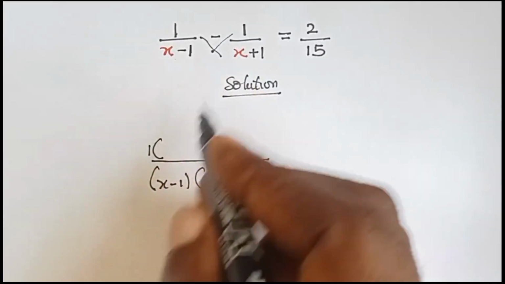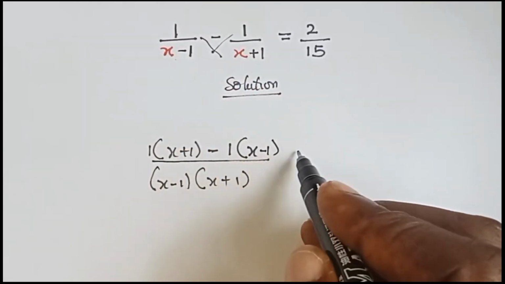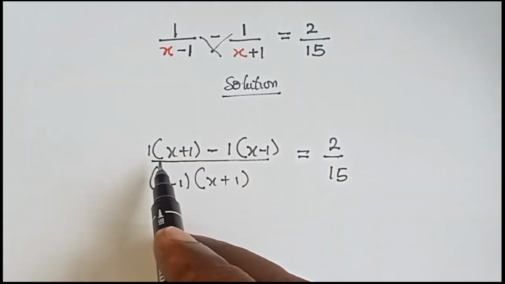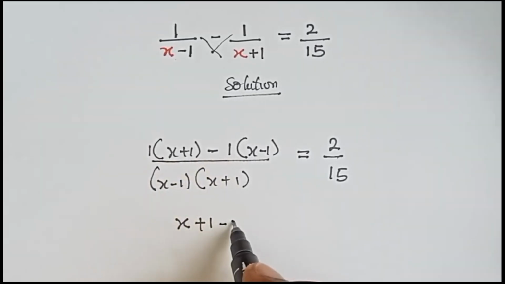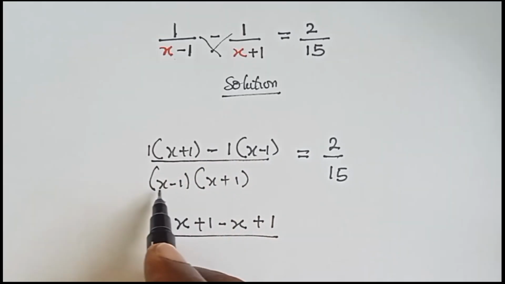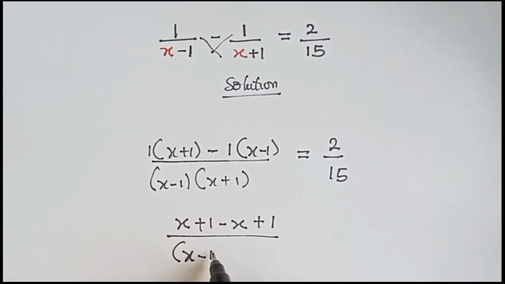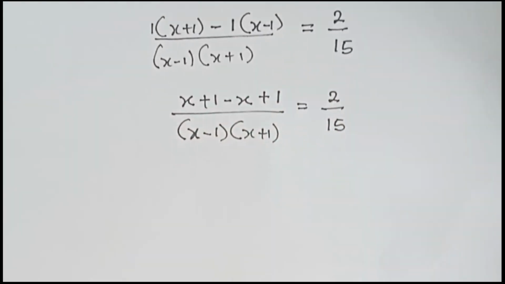Right, so we have 1 times x plus 1 minus 1 times x minus 1, everything equals to 2 over 15. Right, so let's open these brackets. 1 times x gives x, 1 times 1 gives 1, minus 1 times x gives minus x, minus 1 times minus 1 gives plus 1, over this. Let's expand this. We have x minus 1 times x plus 1. Okay, we can still write it. Let's still write it. Everything equals to 2 over 15.